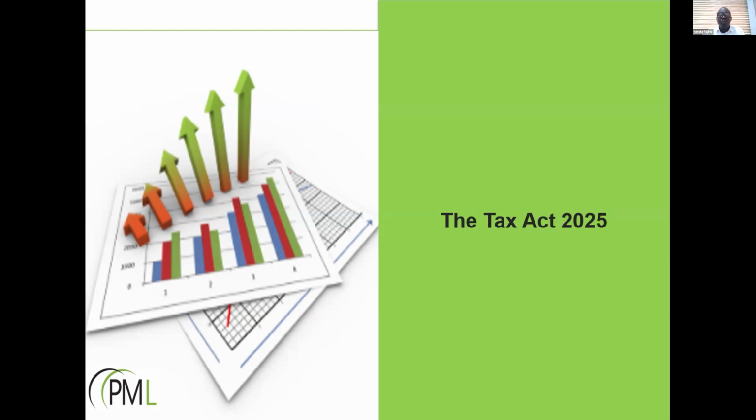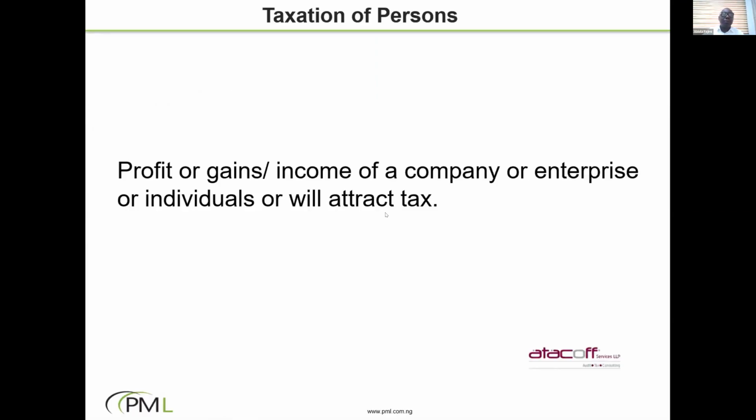Chapter 1 is on taxation of income of persons, and says the profit, gains or income of a company, enterprise or individual will attract tax. Every profit, gain or income of a company, enterprise or individual will attract tax. And that's the fundamental principle of tax. Tax is on income, on gains. It should not be on capital. And at every point in time, that is what this law tried to achieve.